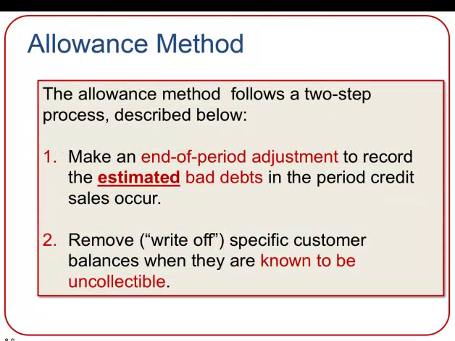Now the process of estimating bad debts expense and then writing off a customer's account is a two-step process we call the allowance method. First, we'll make an end of the period adjustment to record the estimated bad debts in the period for which the credit sales occur. Okay, so that goes with our matching principle, number one. And then secondly, we're going to remove or write off specific customer balances when they are known to be uncollectible. That might be 5 years from now. Thankfully, we've already estimated how much we don't expect to collect, so we can expense it, and then down the road we'll actually write it off.